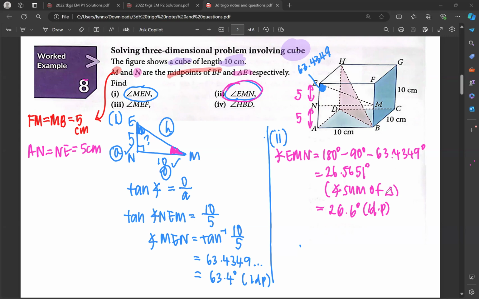So, of course, same thing. Once I'm done, I'll fill it into my diagram right here. Put an arrow out. This is 26.5651. You see that? I put it into my diagram. And here I also put 90 degrees to remind myself. Okay, so after that, next we'll move on to part 3.